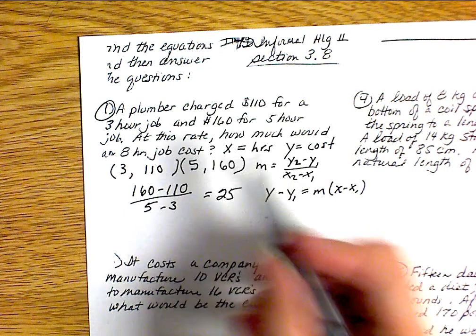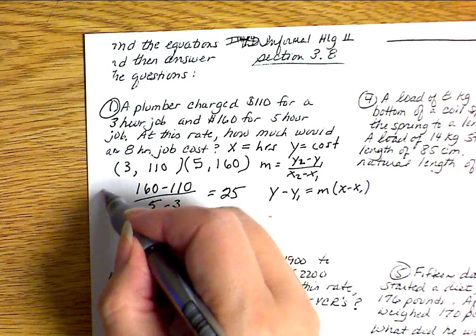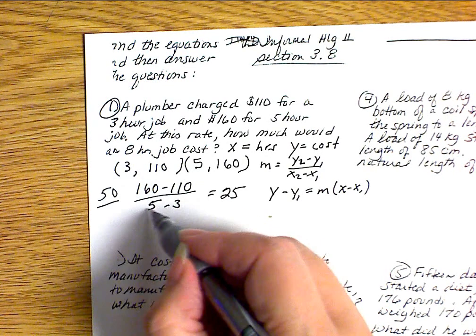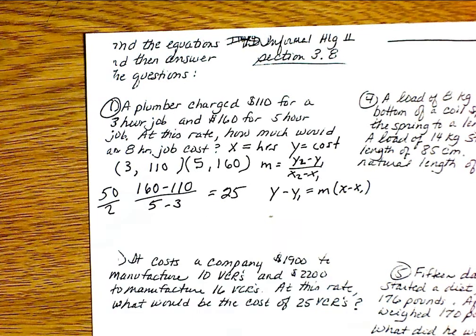Okay, so what is 160 minus 110? It's 50, right? And then this is 2, and then you divide it out. Oh, okay. Yep, thanks. You're welcome.